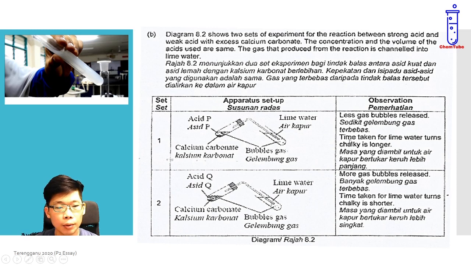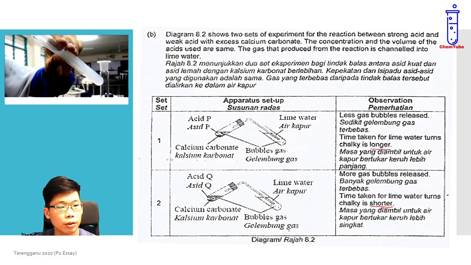Okay, now we look into set 1. The time taken for the lime water to turn chalky is longer. Then for set 2, the time taken is shorter. Both acids used can react with the marble chips, calcium carbonate, no? But this one takes longer time, set 2 takes shorter time. In other words, we know that acid Q is a stronger acid compared to acid P.